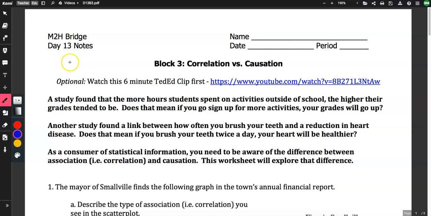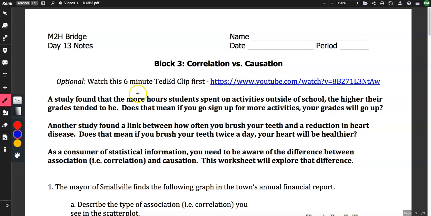All right, we're on day 13, block 3. So today we're talking about one of the most important things with two variable statistics, something that you'll actually take with you throughout the rest of your life. It's the difference between correlation and causation.